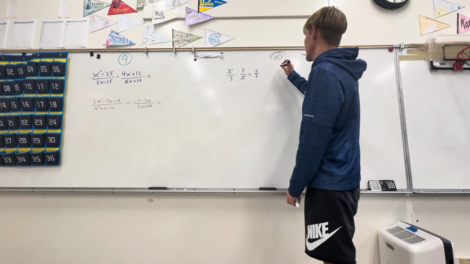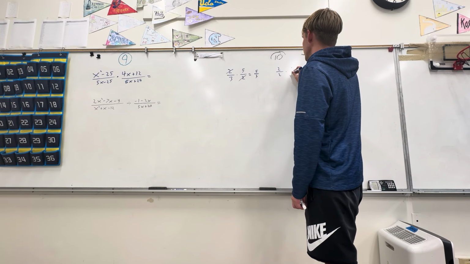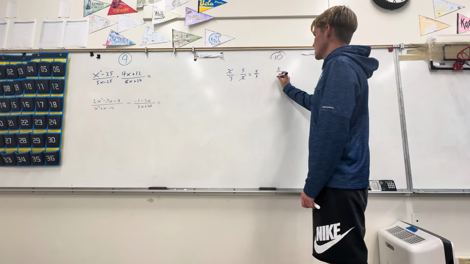It's the same thing if you had 2 over 2 times 5 over 3. The 2's would cancel out. If you have the same number on top, same number on the bottom, you're allowed to just cross them out. So you're doing the same thing over here.